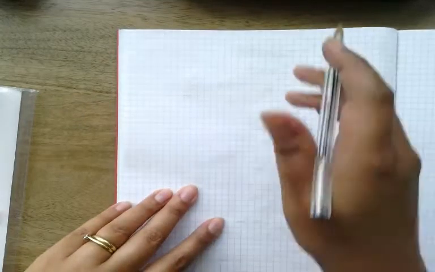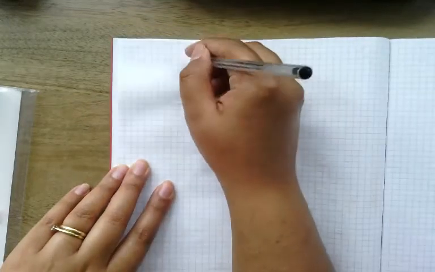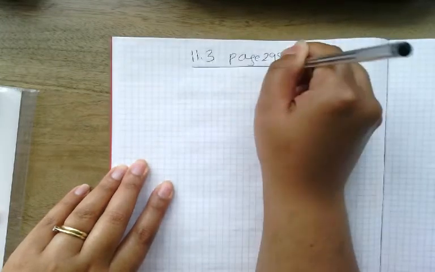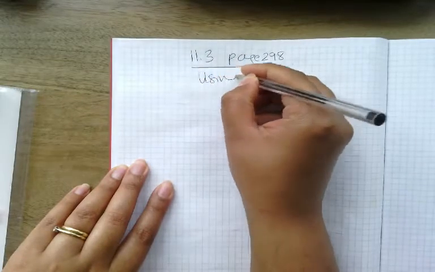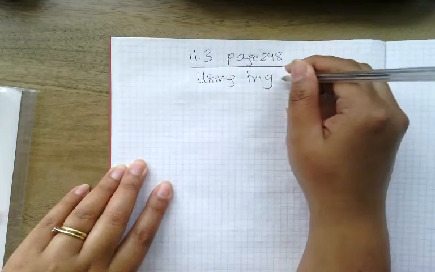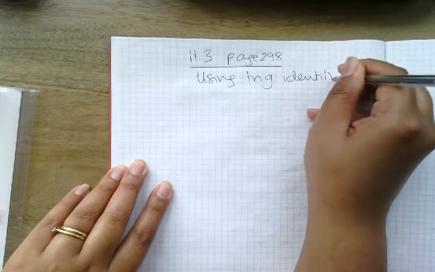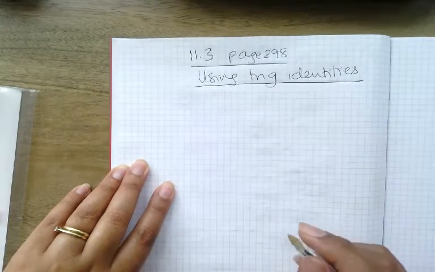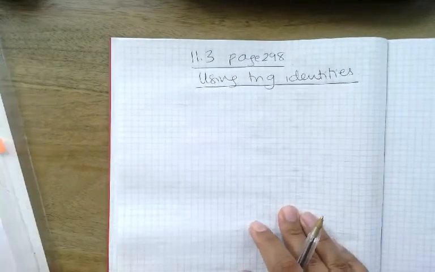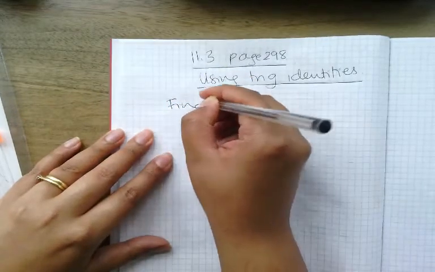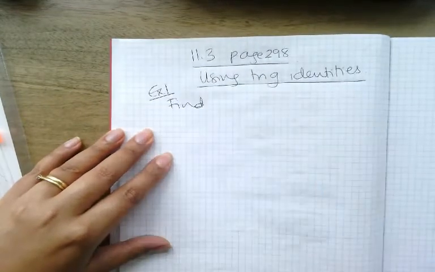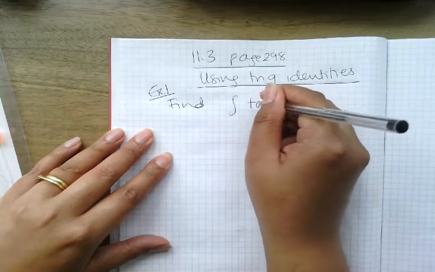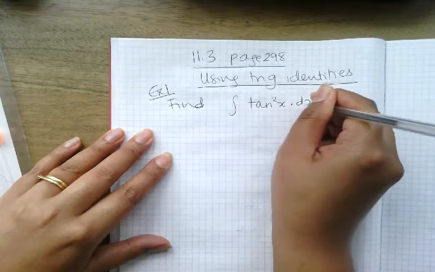Okay, we're moving on to 11.3, which is on page 298, and it's called using trig identities. So what's going to happen now is we're going to be using trig identities to integrate the questions that we are given. Okay, so the first one is find the integral of tan squared x dx.